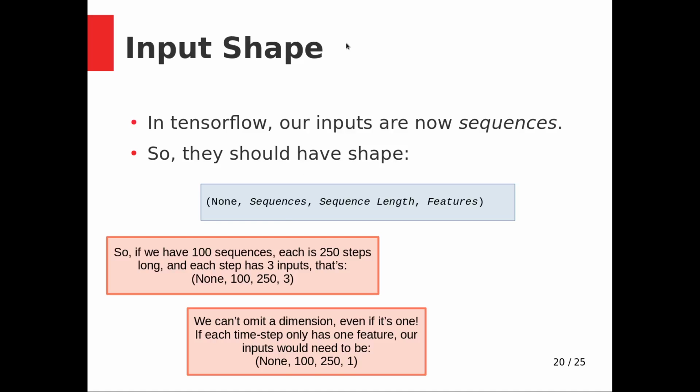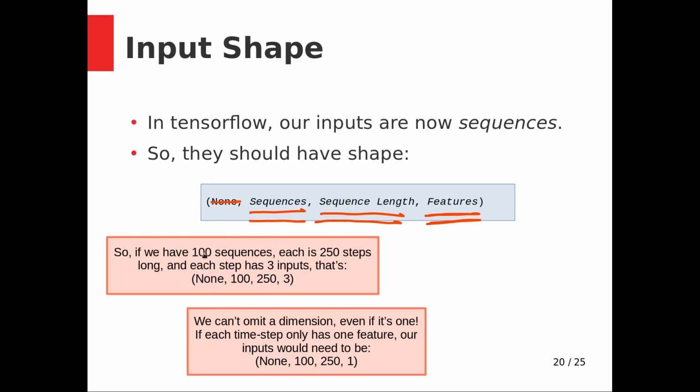So what is the input shape? In TensorFlow, our inputs have to be sequences, so they should have a shape like this. We can omit this None, that is the batch dimension, but we don't have to. So omit or not, we need to have sequences, the length of each sequence, and the number of features. That is the shape of our input. It is a three-dimensional structure, where the first index is the number of sequences, the second index is the length of the sequence, and the third index is every feature.